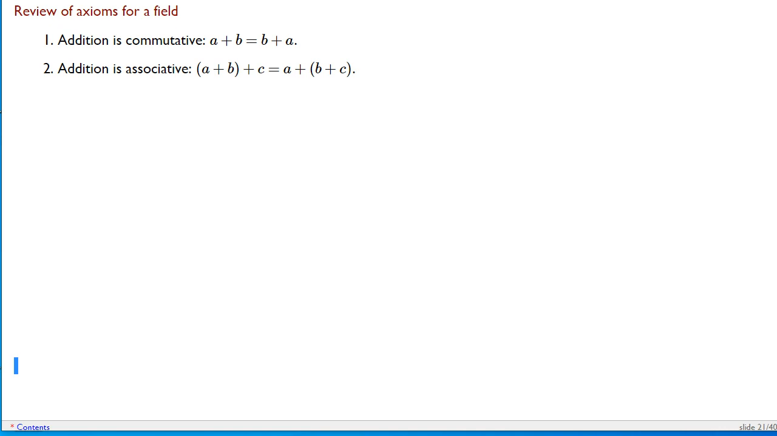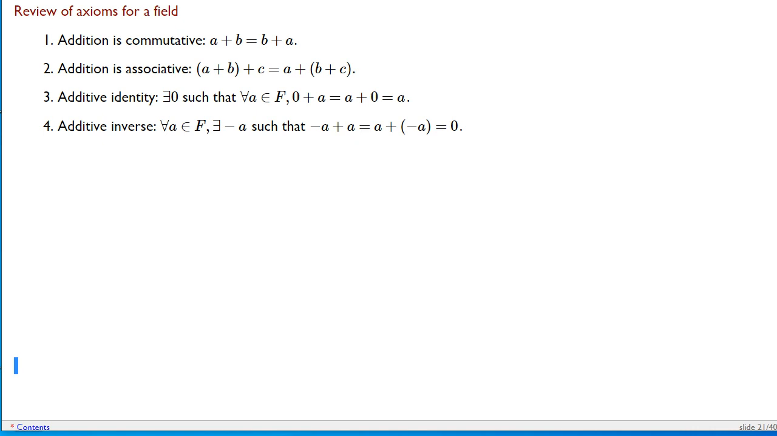Addition, furthermore, is associative. If you're adding A, B, and C, you can combine A and B first, or you can combine B and C first. There's an additive identity, generally goes by the name 0. It has the property that if you add 0 and A, or add A and 0, you get back A for any element of the field. Furthermore, in a field, every element has an additive inverse. If A is an element of a field, there's also an element that we usually denote by minus A, with the property that if you add minus A and A together in any order, you get 0.